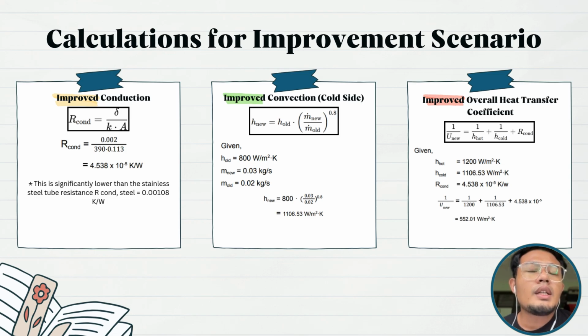Okay, for the third one, we have the improved overall heat transfer coefficient at the right side of our presentation slide. That is the formula for the improved overall heat transfer coefficient. We have the H hot at 1200, the H cold we have 1106.53, and the R conduction from the first formula is 4.538 times 10 to the power of negative 5, and the final value we got for the improved overall heat transfer coefficient is 552.01.